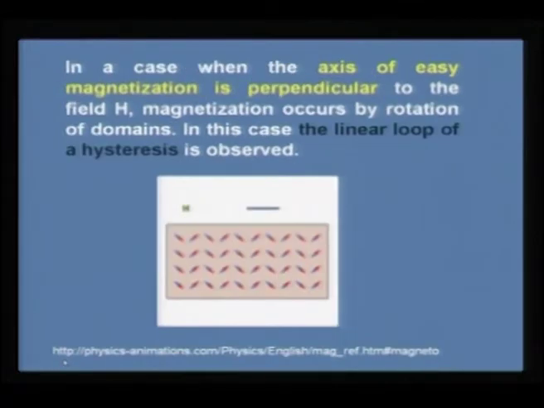In case the easy axis of magnetization is perpendicular to the field axis, then you would see a linear loop. Therefore, in that case the ferromagnetic loop will be more like this, and in other words you call this a hard axis. You can clearly see that this is the hard axis of magnetization, and suppose this is a single crystal, one would be intelligent to immediately change the direction of the field.